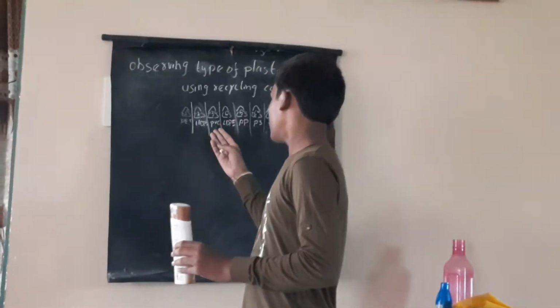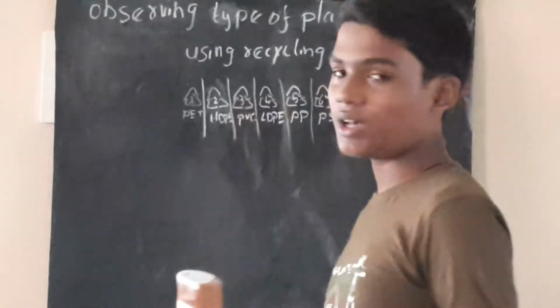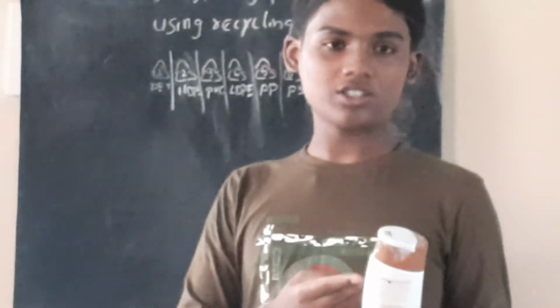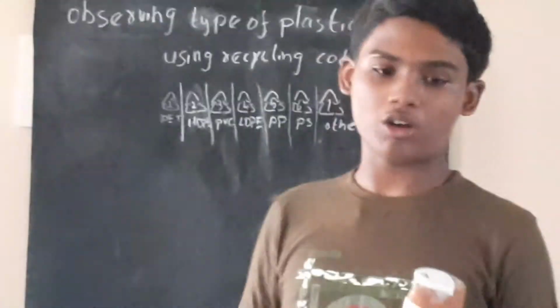Here one powder box is there. Here PVC plastic, and the symbol is 3. We can observe this symbol on this powder box. So let us observe. Here you are observing the symbol 3. So this is PVC plastic.